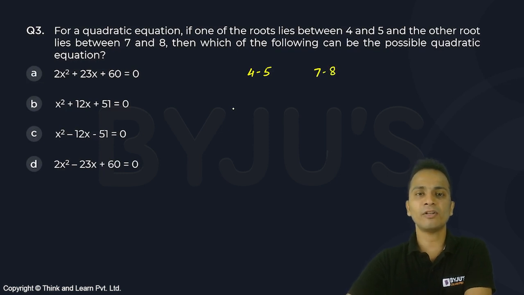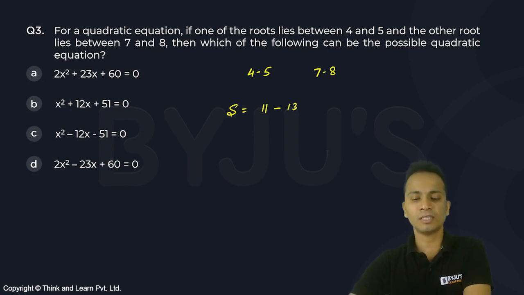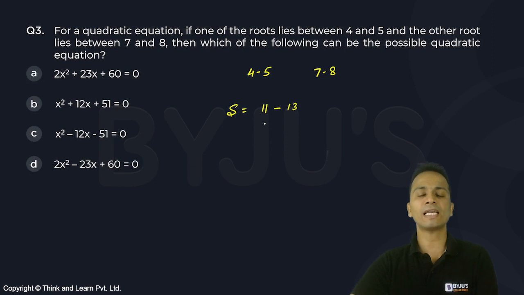I can say that the range of the sum of the roots will be, the minimum value should be above 4 plus 7, that is 11. So this can be the minimum value of the sum of the roots, and it can go up till 5 plus 8, that is 13. So the sum of the roots should lie in the range of 11 up till 13, right? Fine. So this is one thing that can be said about the sum of the roots.